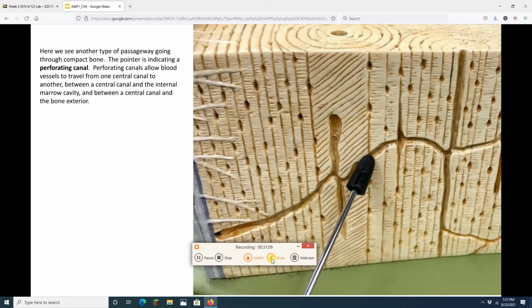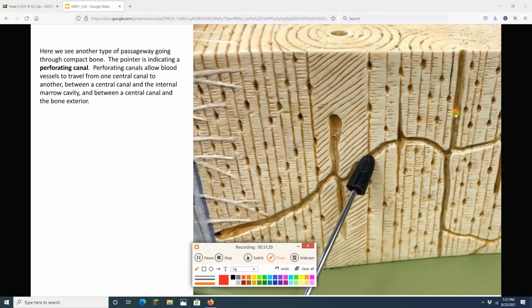Let's keep on moving. So, again, I'm on basically the same view, but I'm showing you something new here. This is a central canal over here. Central canal right here. I'm going to put a C and another C in my central canal. Blood vessels and nerves run vertically through central canals. But you know what? I got some horizontal stuff as well, right? I got a horizontal passageway right here. This is a passageway for blood vessels and nerves to get in and out of the bone and to connect between central canals. This is known as a perforating canal. So while central canals go along the long axis of the bone, perforating canals run transversely through the shaft of the bone, carrying blood vessels and nerves.